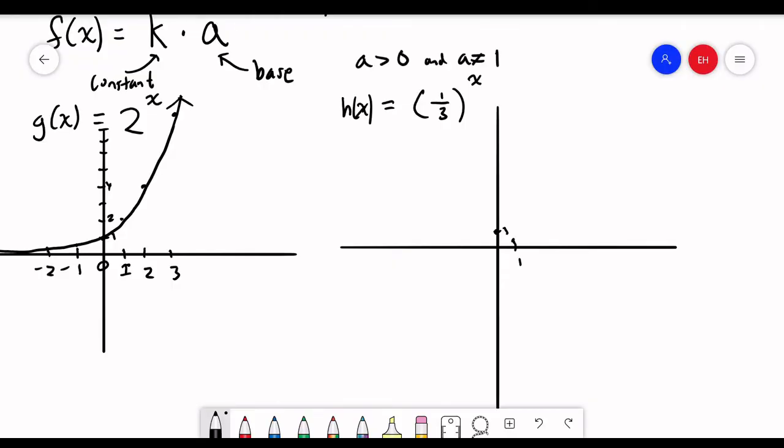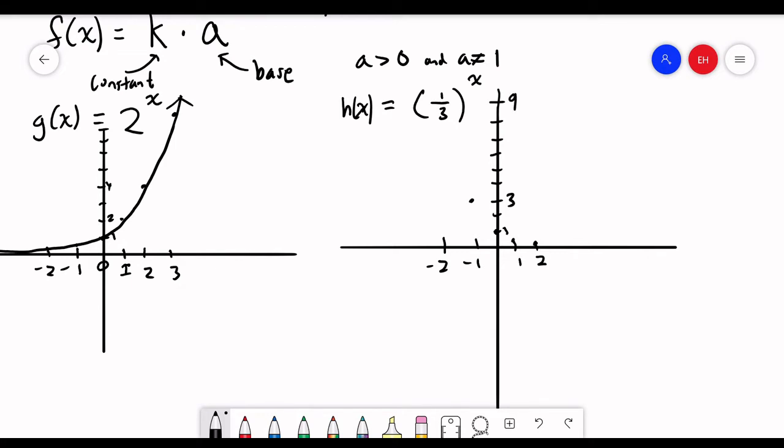So let's look at an example where the base is less than 1. For example, what if it was 1/3? So h of x equals 1/3 to the x, and again, x is our exponent, our variable is in the exponent slot. Well, we'll just plug in some points.